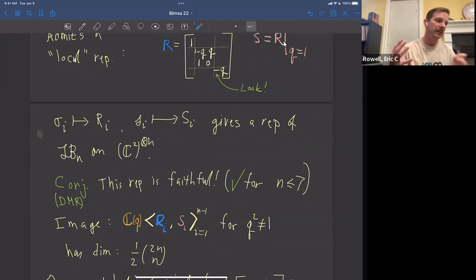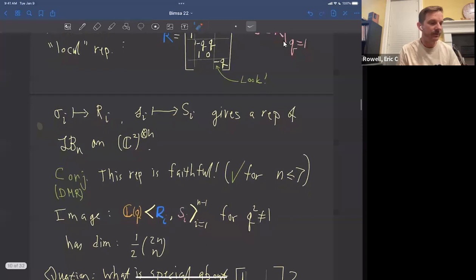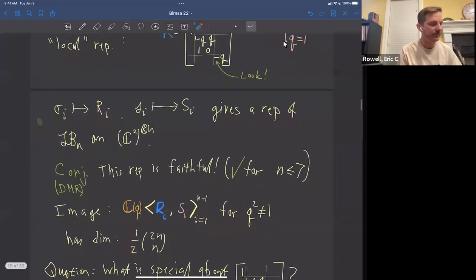And so we should be able to study the loop Hecke algebra by studying the image of this representation, since it's a faithful representation. And we can work out a lot of things. So for example, when Q is sufficiently generic, we know exactly what the dimension is. It's 1/2 of this binomial coefficient.